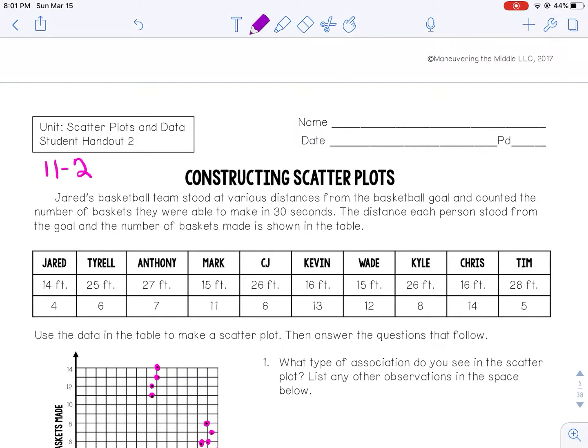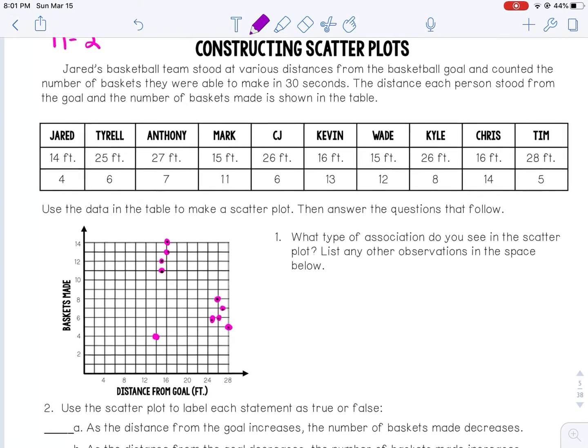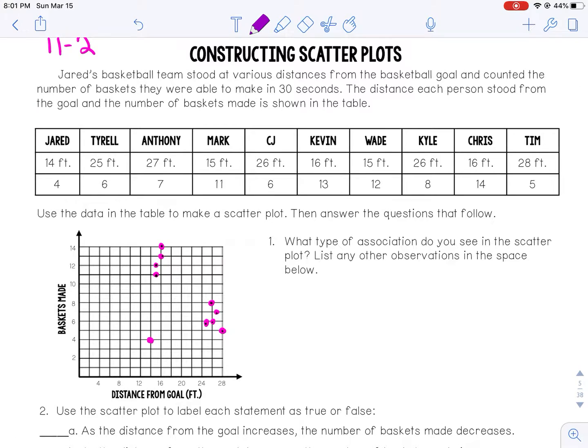Because I don't want this lesson to be like an hour long, I went ahead and plotted the points. If you want to stop the video so you can plot your points, please do so.